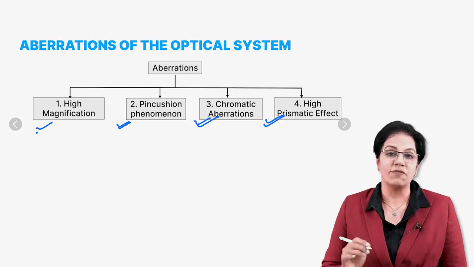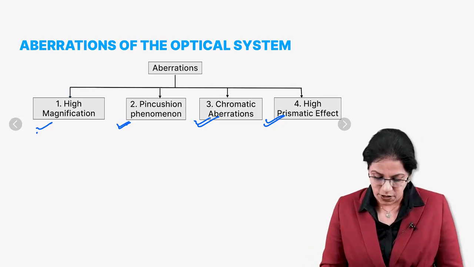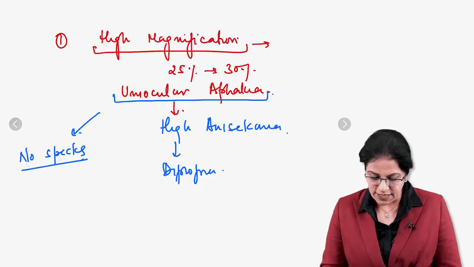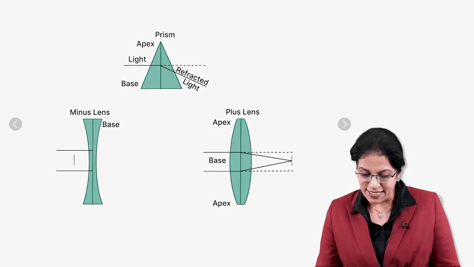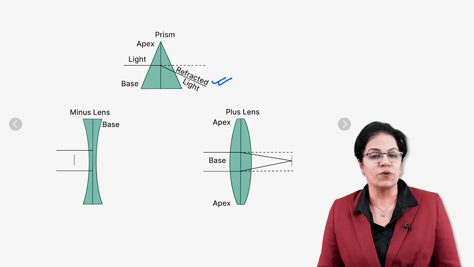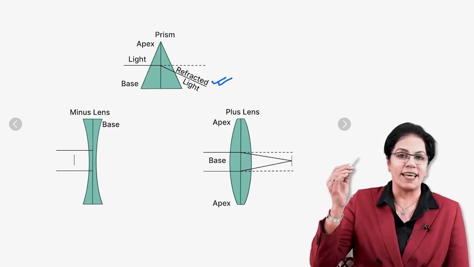The second is high spherical aberration. If you go back to your physics and revise: if this is the prism and this is the refracted light from the prism, it is moving towards the base. Light goes towards the base and the image shifts towards the apex.